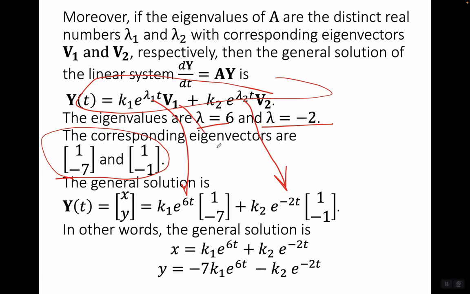Next, for the first eigenvector, we plug in 1, negative 7. For the second eigenvector, we plug in 1, negative 1. And that's it. That's our general solution. So in other words, you can just read across the top because the solution is really a vector. So we have x equals k1 e to the 6t plus k2 e to the negative 2t. y equals negative 7 k1 e to the 6t minus k2 e to the negative 2t.